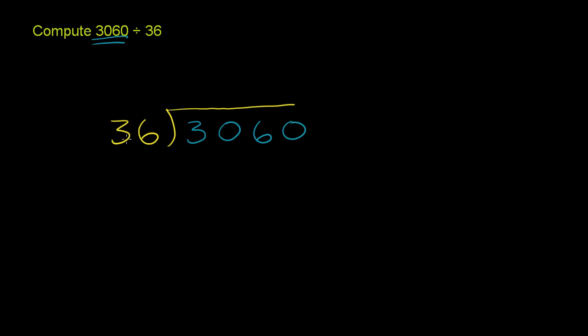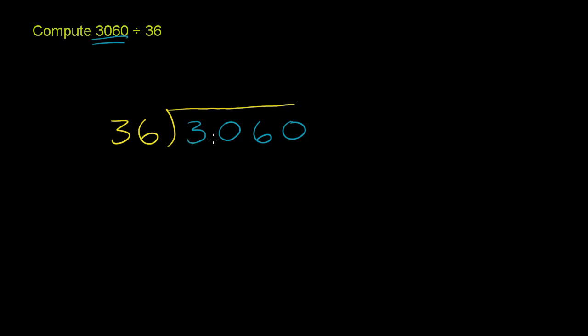Now this is interesting because we're dividing by a two-digit number, by 36. We're going to see in this video that the process is the exact same way. There's just going to be a little bit more mental estimation going on. But we'll do it explicitly here, so hopefully it won't be too bad. So we first look at 36. Does 36 go into 3? Well, no. 3 is smaller than 36, so it won't go into 3.